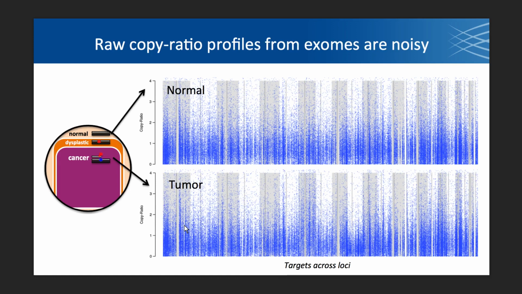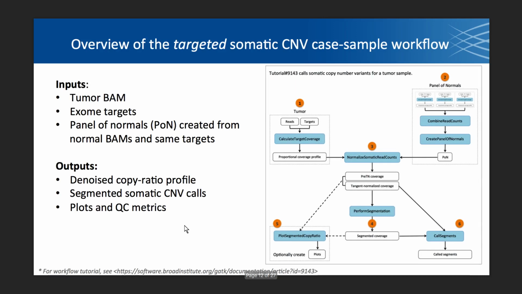So here are some raw copy ratio profiles from exomes. You can see that they are extremely noisy. I mean, would you say that there are any copy number events here, just by looking at this? No. Okay. So it's hard to tell if there are any events. So we're going to resolve this, and you'll see that there are actually events in this tumor sample using the CNV workflow.